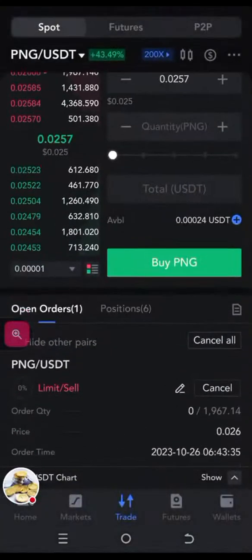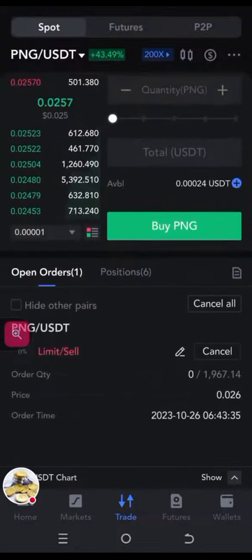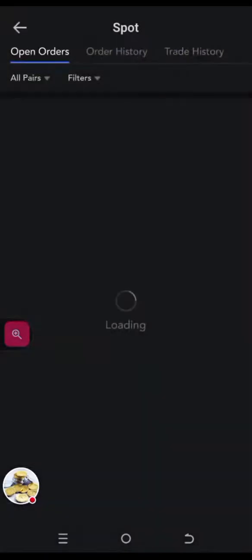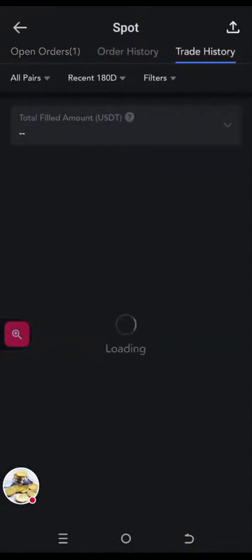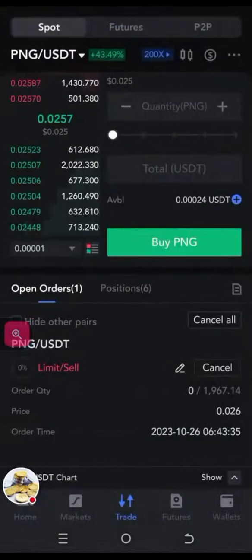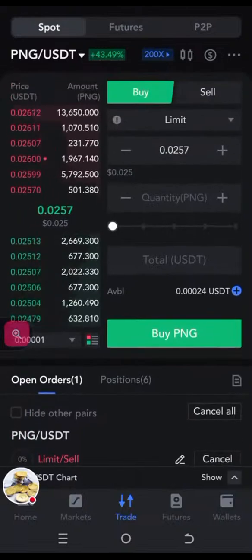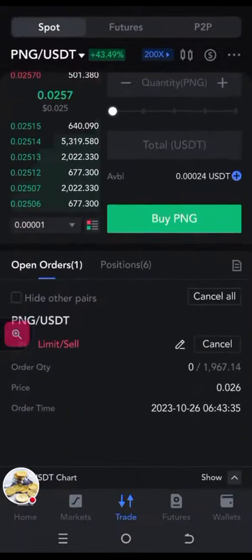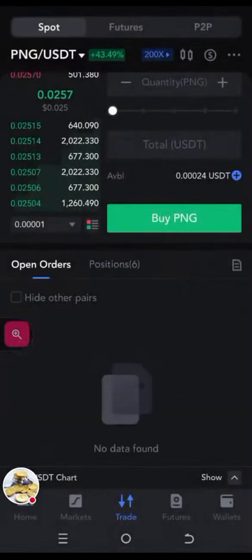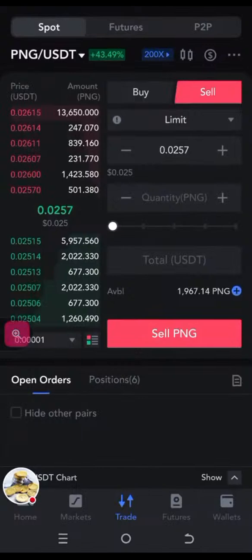Have we cashed out? Let me see. How much did we buy it at? It's supposed to be 26, right? I think we bought it at 2542. Let's see what it is now. 257. Let's see if there's any money to be made.